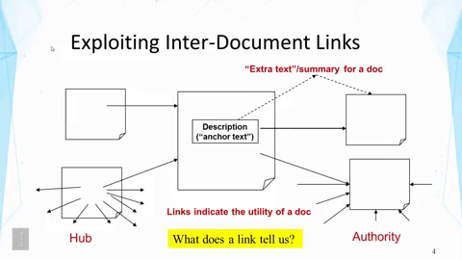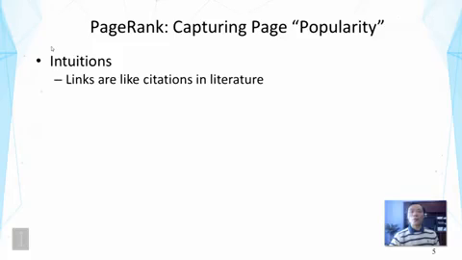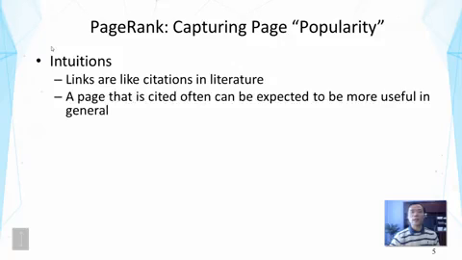So people then, of course, proposed ideas to leverage this link information. Google's PageRank, which was the main technique that they used in early days, is a good example, and that is an algorithm to capture page popularity, basically to score authority. So the intuition here is links are just like citations in the literature. Think about one page pointing to another page. This is very similar to one paper citing another paper. So of course, then if a page is cited often, then we can assume this page to be more useful in general, right? So that's a very good intuition.